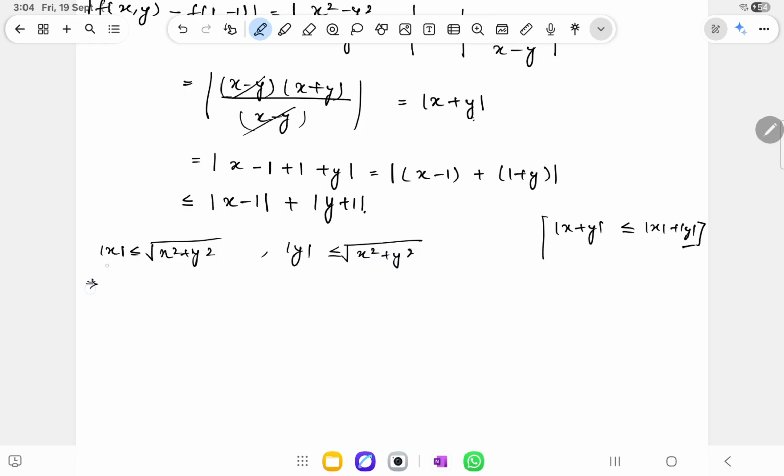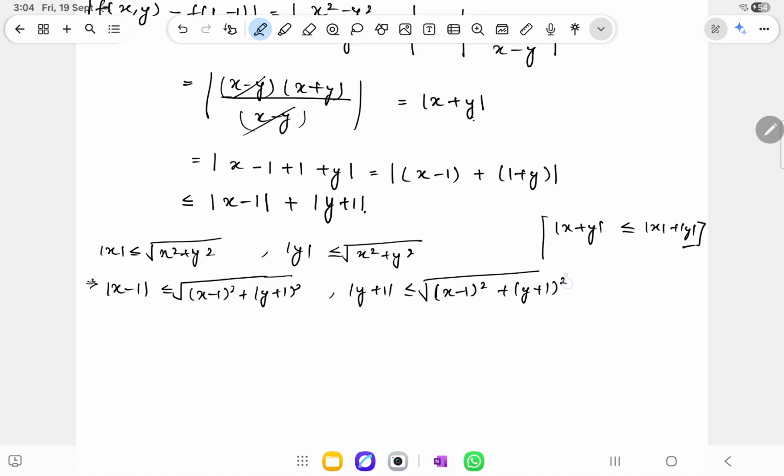So from here we can conclude that modulus of x minus 1 is less than or equal to square root of (x minus 1) square plus (y plus 1) square, and modulus of y plus 1 is less than or equal to square root of (x minus 1) square plus (y plus 1) square.